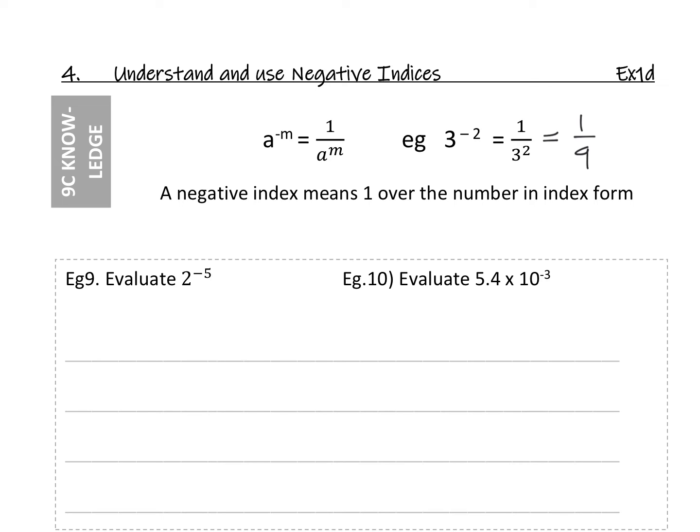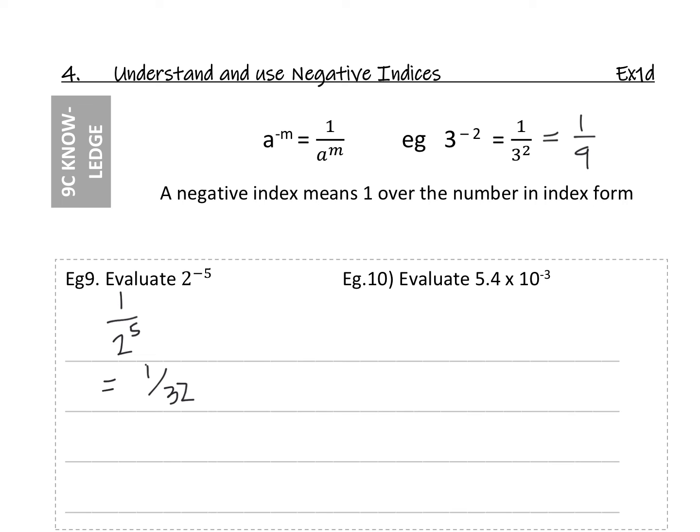Pause the video and try examples 9 and 10. Example 9, 2 to the power of negative 5. That's the same as 1 over 2 to the power of 5. And then if we're to evaluate that, 2 to the power of 5 means 2 multiplied by itself 5 times in total, so 2, 4, 8, 16, 32. So 1 over 32.